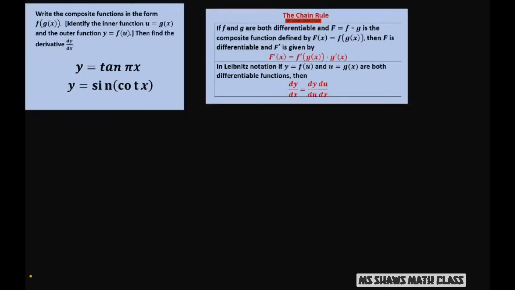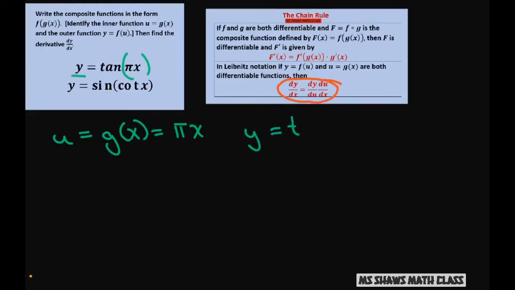We're using Leibniz notation, and what you can do is write this as, we're going to let u equal g(x), which equals pi x. And therefore y equals tan of u. That's going to be our u. It's also known as u substitution. And now we just have to plug everything in.